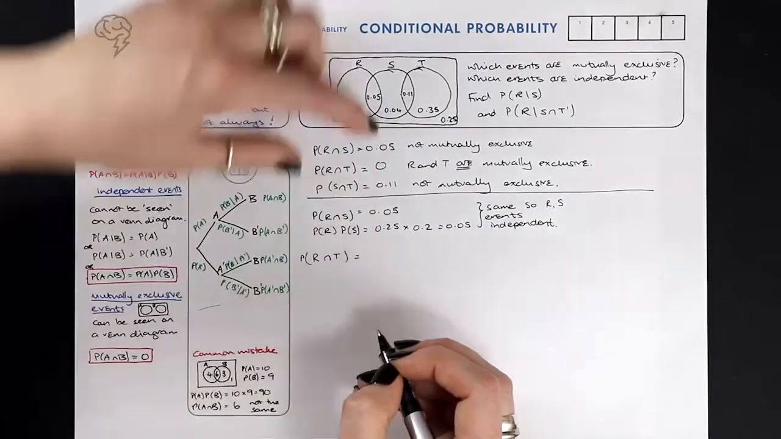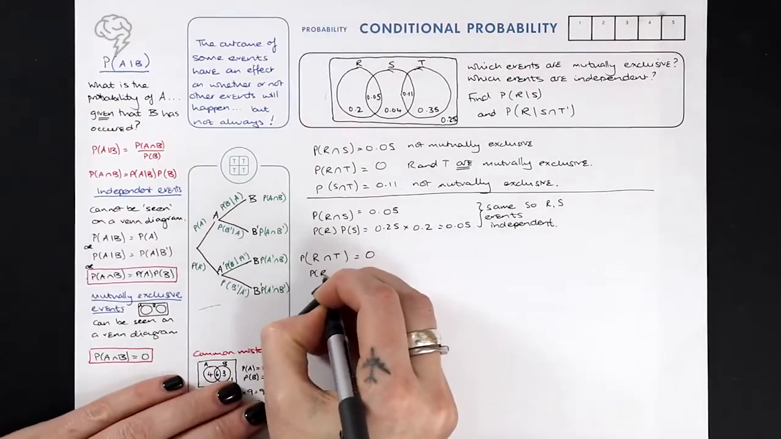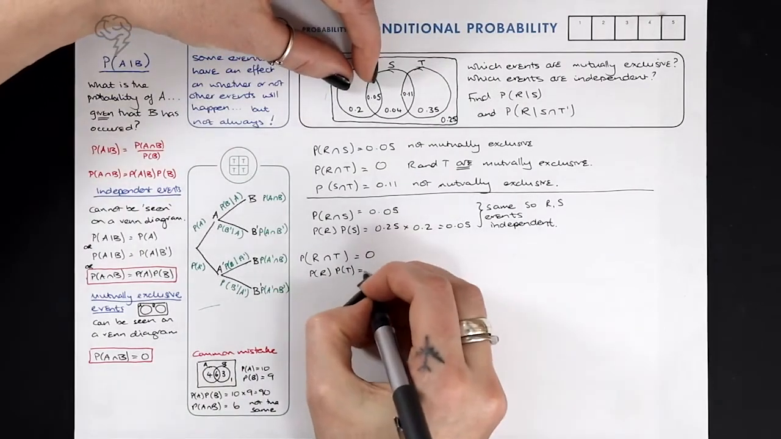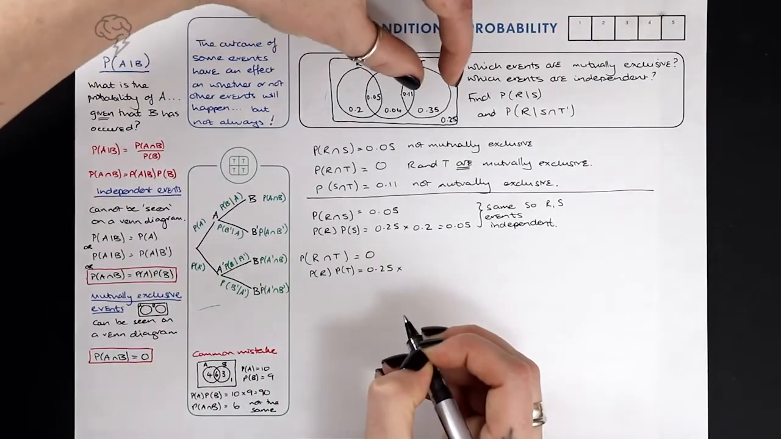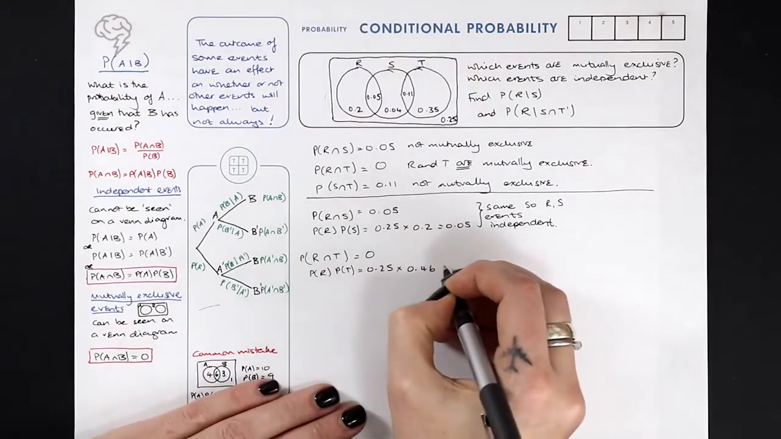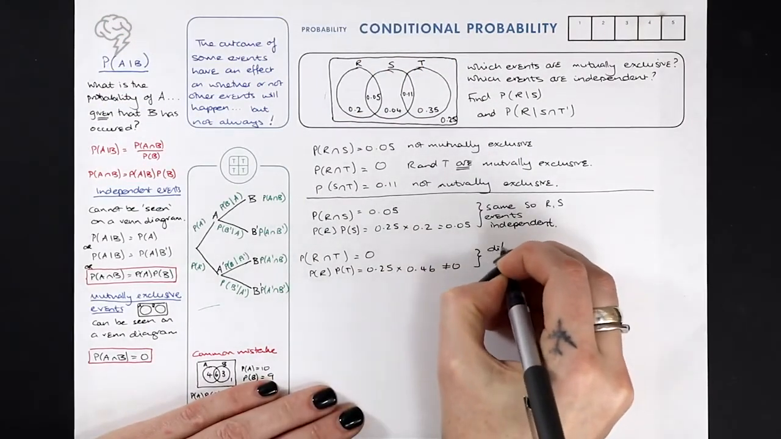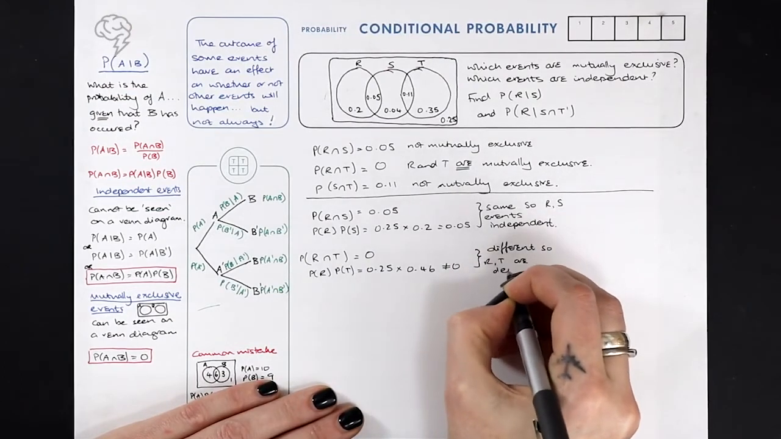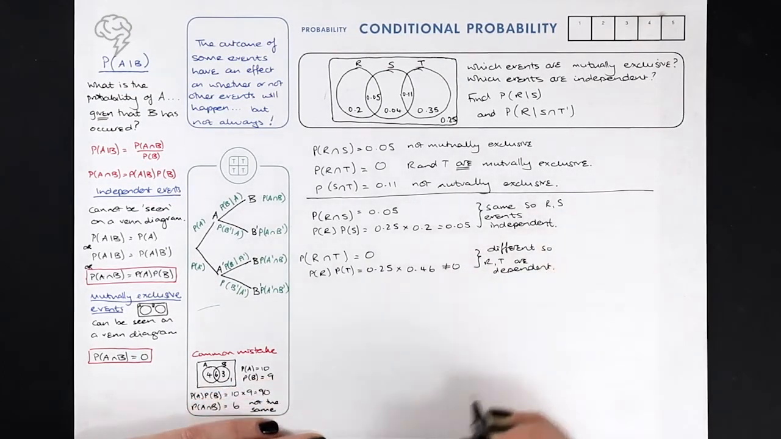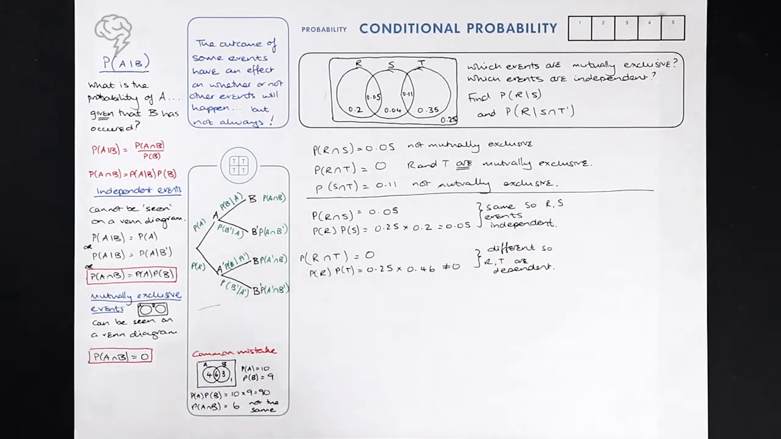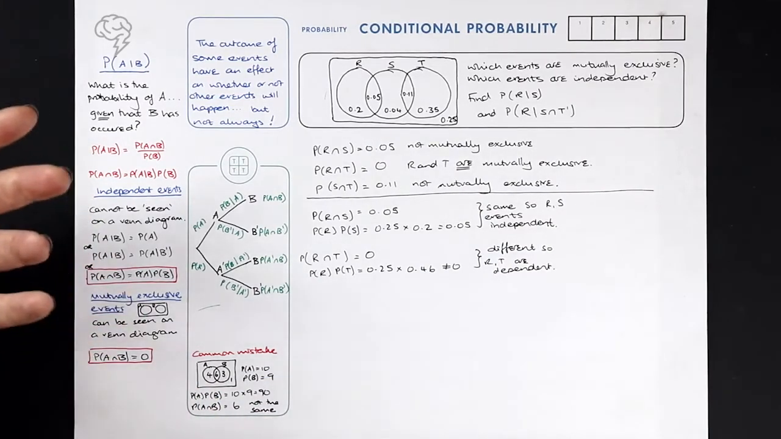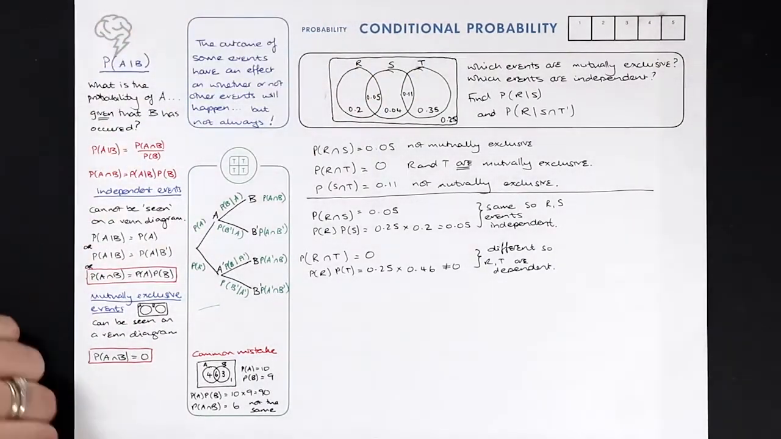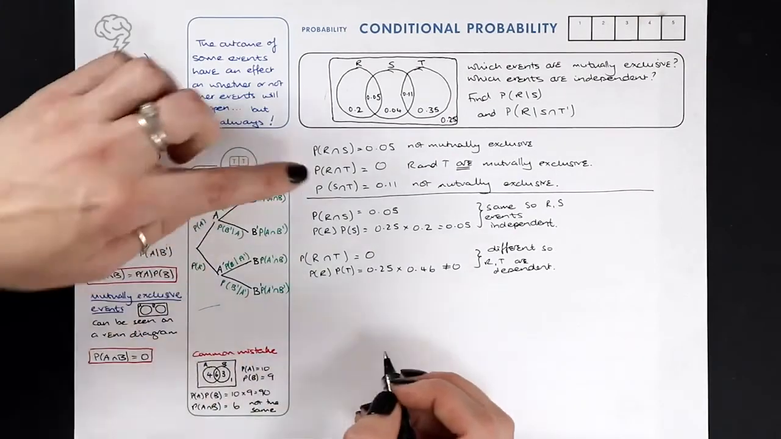So the probability of R and T is 0. The probability of R times the probability of T is obviously not going to be 0, but I'll write it down anyway, just in case the examiner wants to see that I know what the probability of T is, and that is not equal to 0, then they're different. So R and T are dependent. One of them affects the other one. If T happens, it means that R is or is not likely to happen. And the reason for that is that they're mutually exclusive. If T happens, I know for a fact R can't happen, so that's the end of that. So they are dependent. What about S and T?